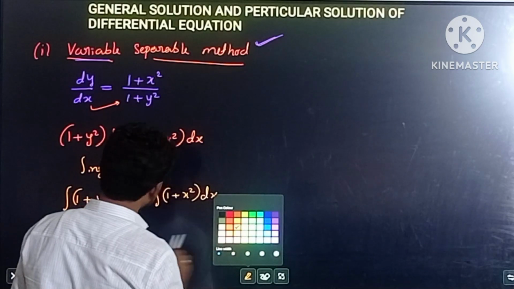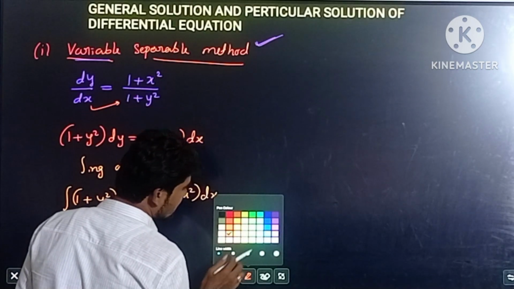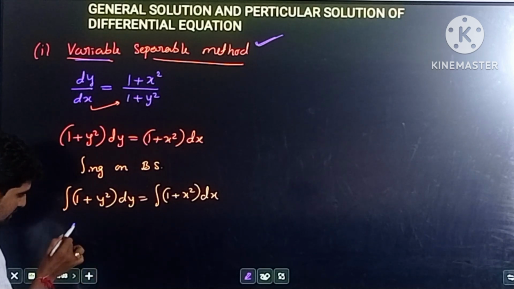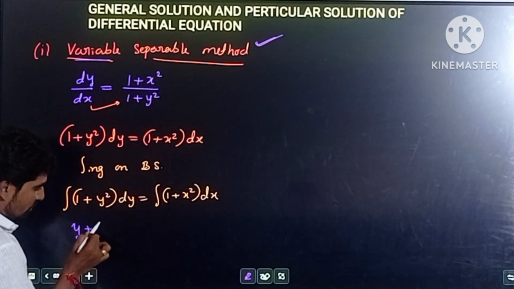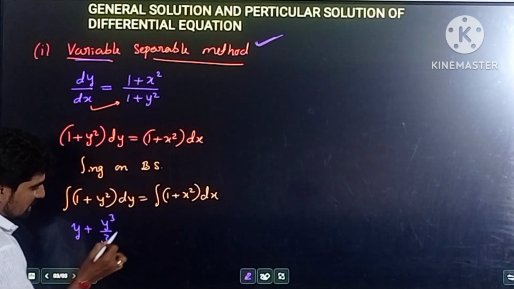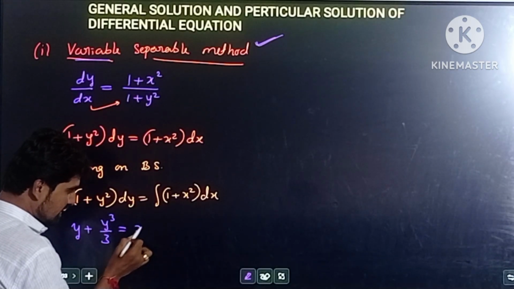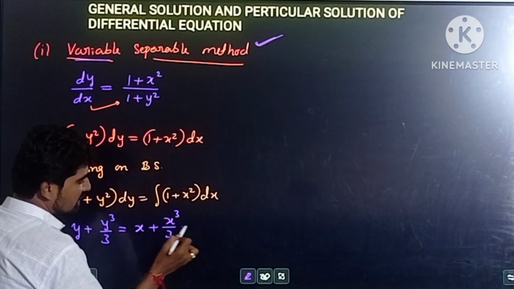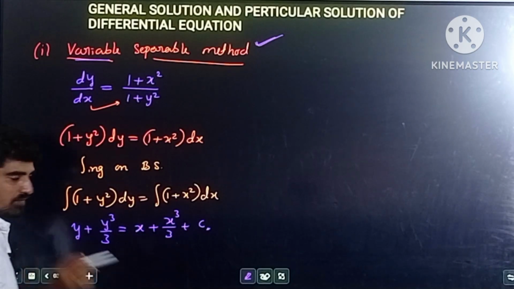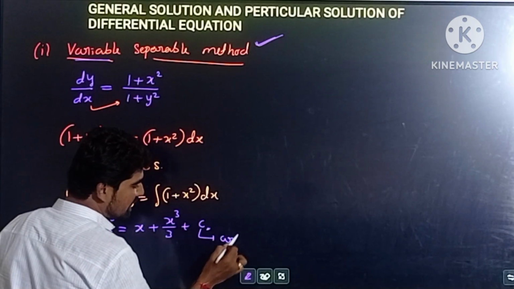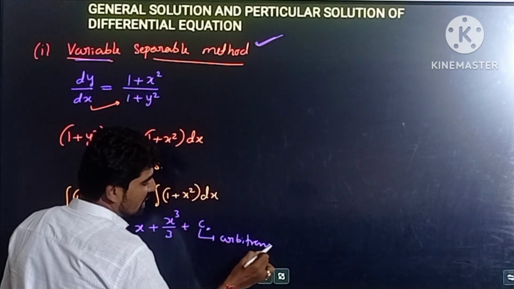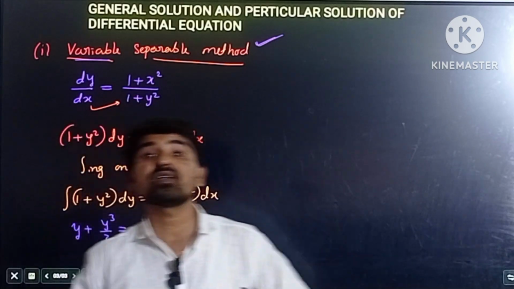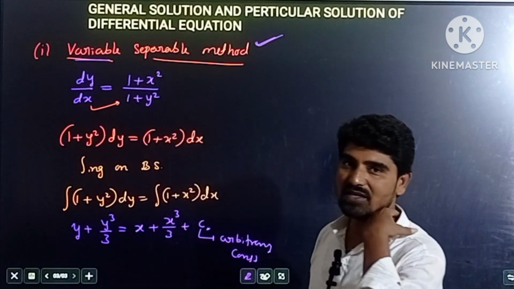Now to find the solution of the differential equation, we must perform the integration. So as you know that integration of 1 dy is y plus integration of y square is y cube divided by 3 equals to integration of 1 dx is x plus integration of x square is x cube divided by 3 plus c is the answer. Where this c is an arbitrary constant. This c is what? Arbitrary constant. So if you replace c by any other fixed values, we get one other solution of this differential equation.